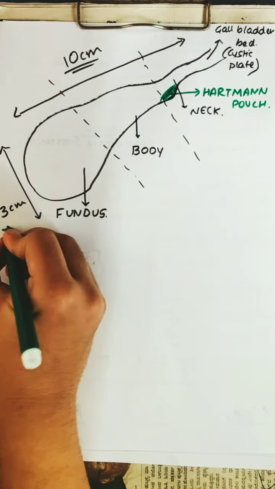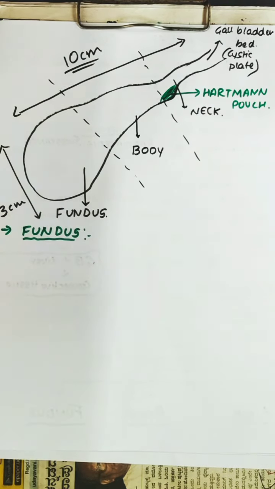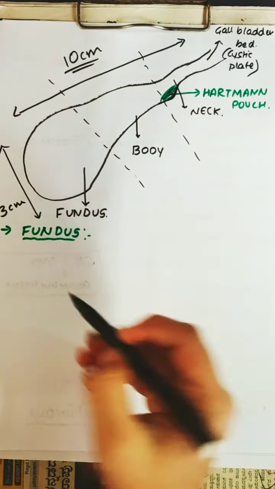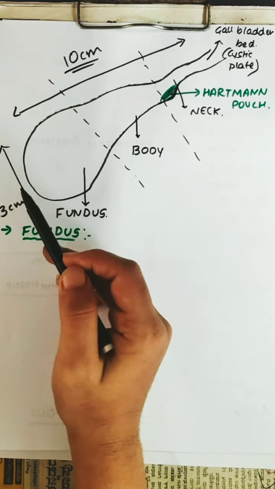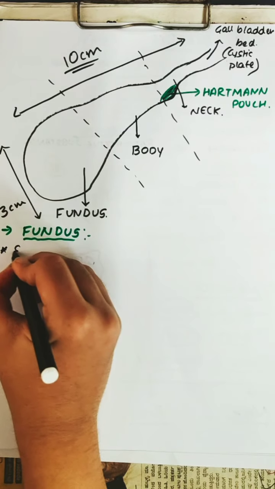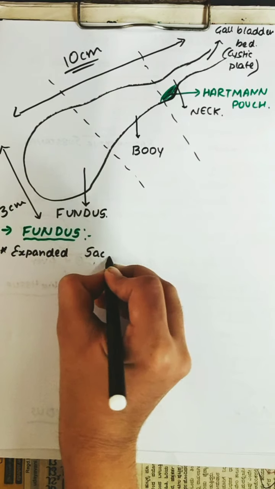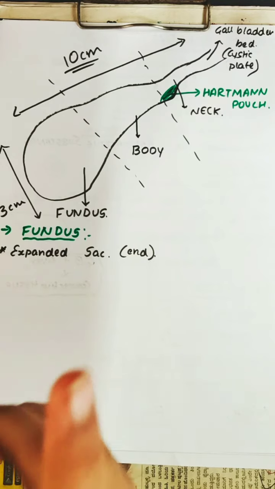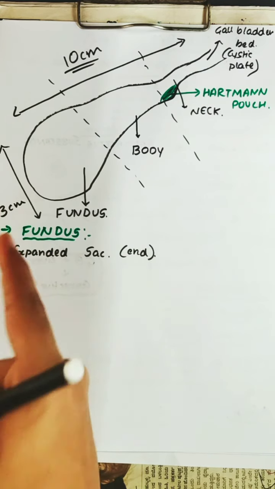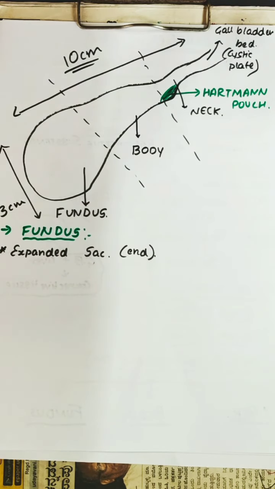Now we'll study each segment briefly. First we'll study the fundus, the big sac-like structure of the gallbladder. It is the expanded blind end of the organ. So it is the expanded sac found at the end of the gallbladder. Remember one thing, the fundus is the location of the 9th costal cartilage. Very, very important.